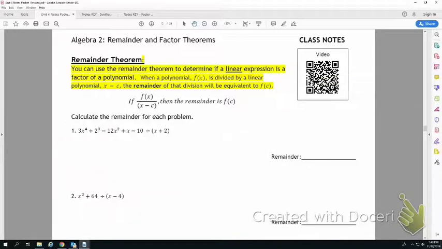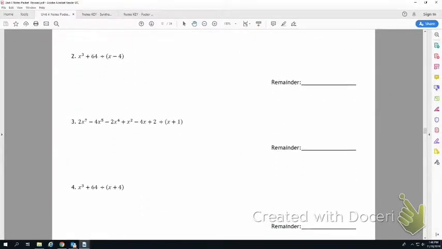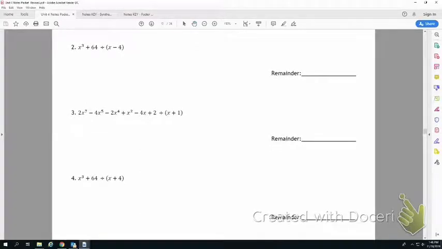Hopefully you'll see the amount of time this is going to save you, especially on number 2, because if you were to go to number 2 and do synthetic, even though it is a shortened version of long division, you would still have to do all of those placeholders. But now instead, you can put x cubed without the placeholders plus 64 into y1. You go to the table, and what x value are you going to look for? 4. 4 because of this right here, the x minus 4.